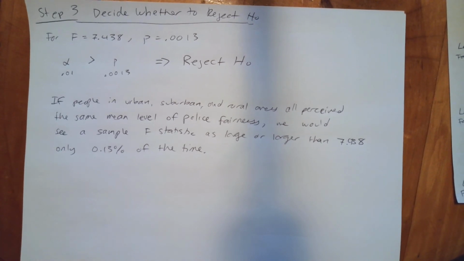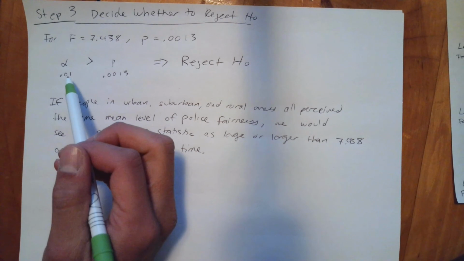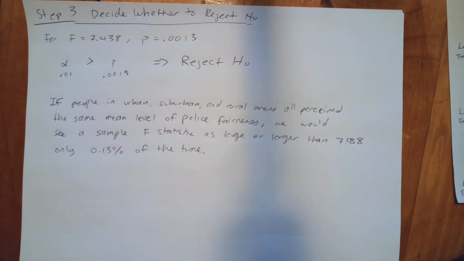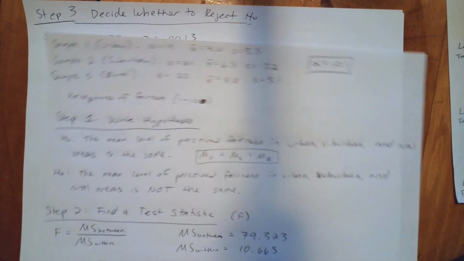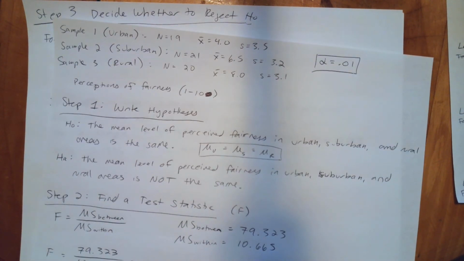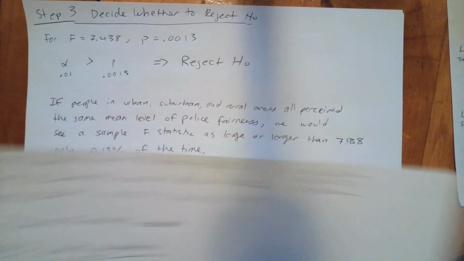It's below our threshold set by alpha, where it has to be in the 1% of least likely samples. It's in the 0.13% of least likely samples. So we have enough evidence to reject the null hypothesis and say that there is most likely a difference in perceived police fairness across at least one of these three types of areas.